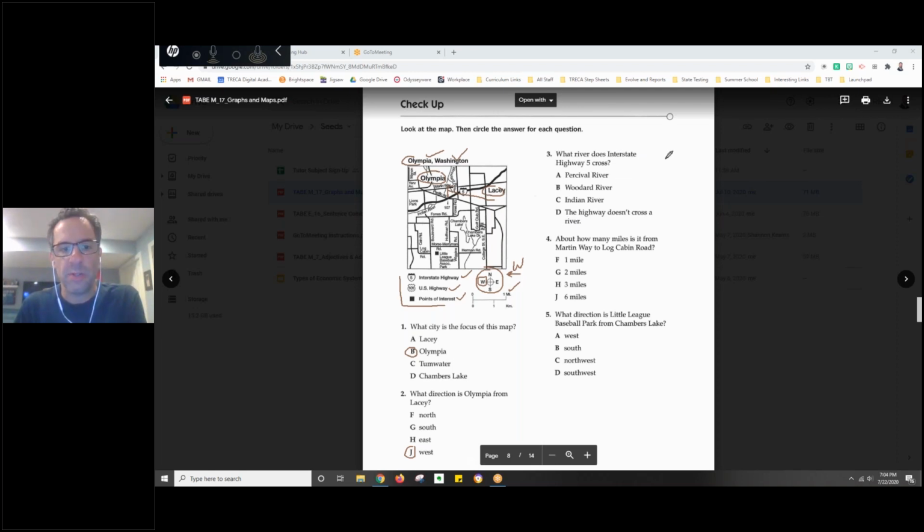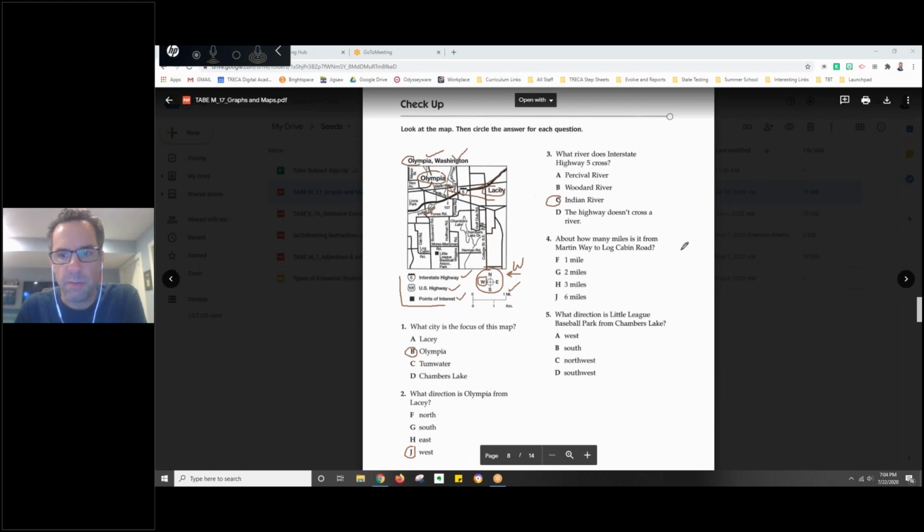What river does Interstate Highway 5 cross? Interstate Highway 5 is this thick black line up at the top. So it crosses over, looks like the Indian River right here. So that would be my guess. It crosses over the Indian River.